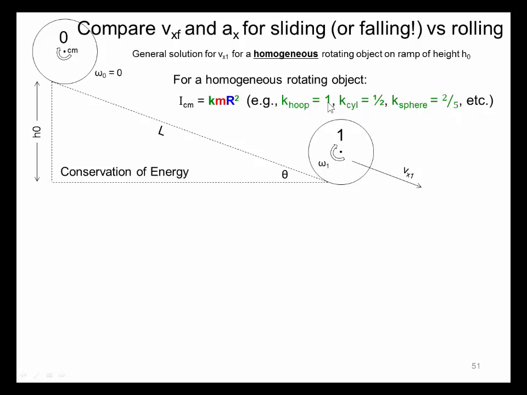If the mass is all the way at the edge, we have a 1 out here. It's a definition of inertia. And for a cylinder, it was a half. For a sphere, it was 2/5, etc.